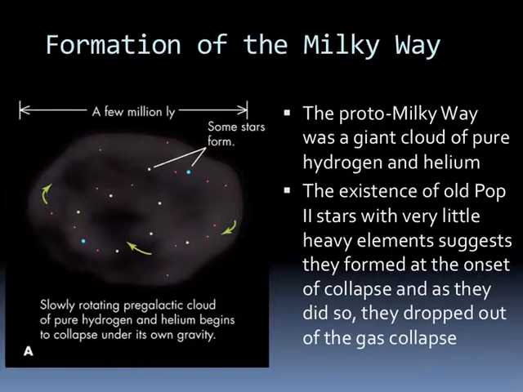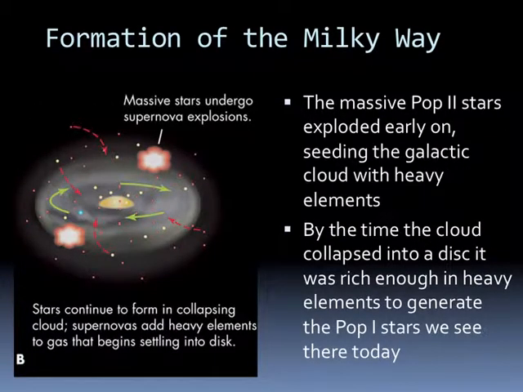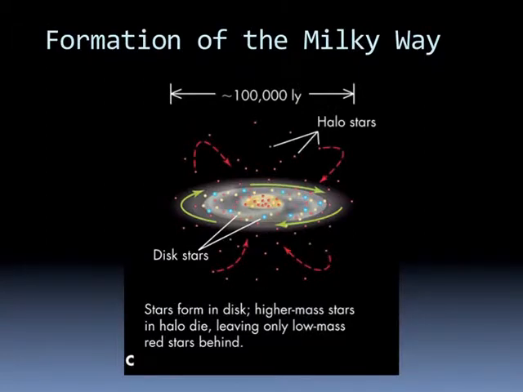So a slowly rotating pregalactic cloud of pure hydrogen and helium begins to collapse under its own gravity. Some stars form. The massive population 2 stars exploded early on, seeding the galaxy with heavy elements. By the time the cloud collapsed into a disk, it was rich enough in heavy elements to generate the population 1 stars we see today. So, stars form in the disk, higher mass stars in the halo die, leaving only low mass red stars in the halo behind.